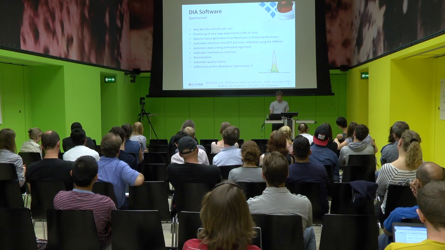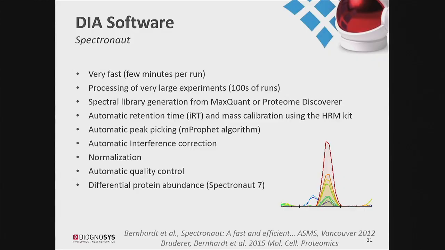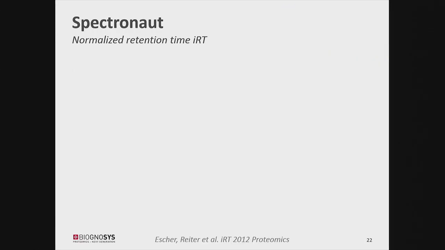And we can also do differential abundance of proteins, so t-tests. And yeah, that was it. So in short, these are the features of Spectronaut. Spectronaut 7 was released at the beginning of the year. Now a few words about specific features, about this normalized retention time.